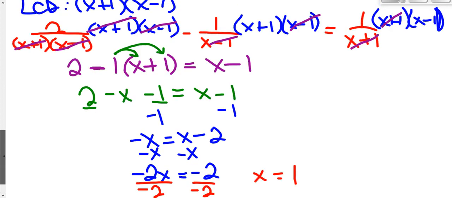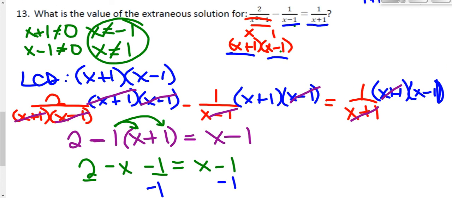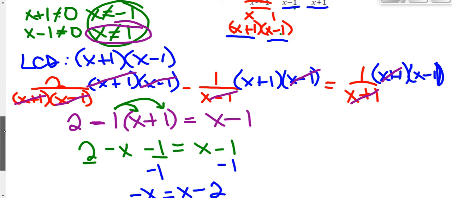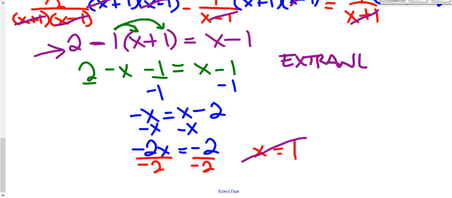Except that that is one of the solutions that I said I was not allowed to use, x equals 1. So it is a solution to this problem, but it is not a solution to the original, which means my extraneous solution is x equals 1. It's not allowed to be used.